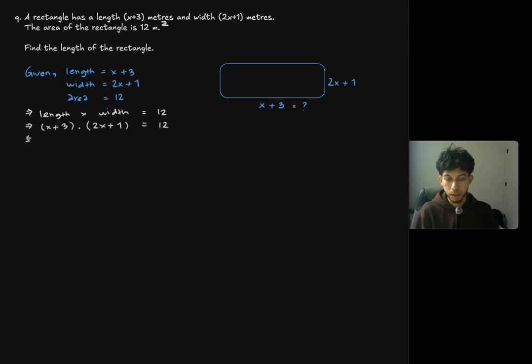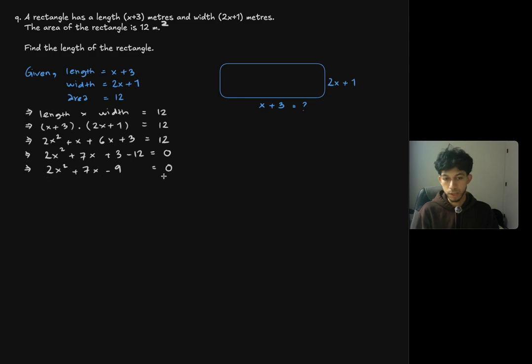Great. Now I'm going to expand the brackets here. We'll get 2x squared plus x plus 6x plus 3, and that is equal to 12. We will simplify this by adding the 6x to the x to get 7x. I'm also going to subtract 12 from both sides so that on the right hand side we get a 0. The final equation we get is 2x squared plus 7x minus 9 equals 0.